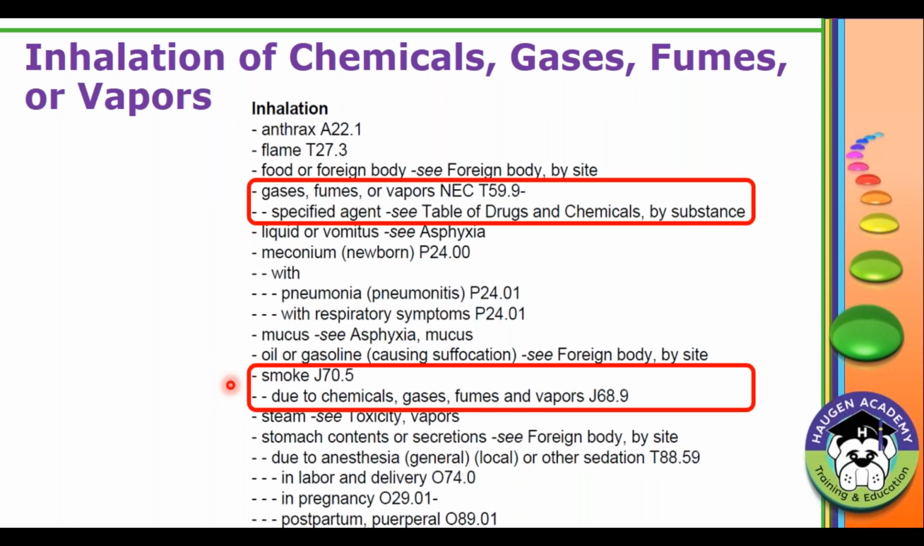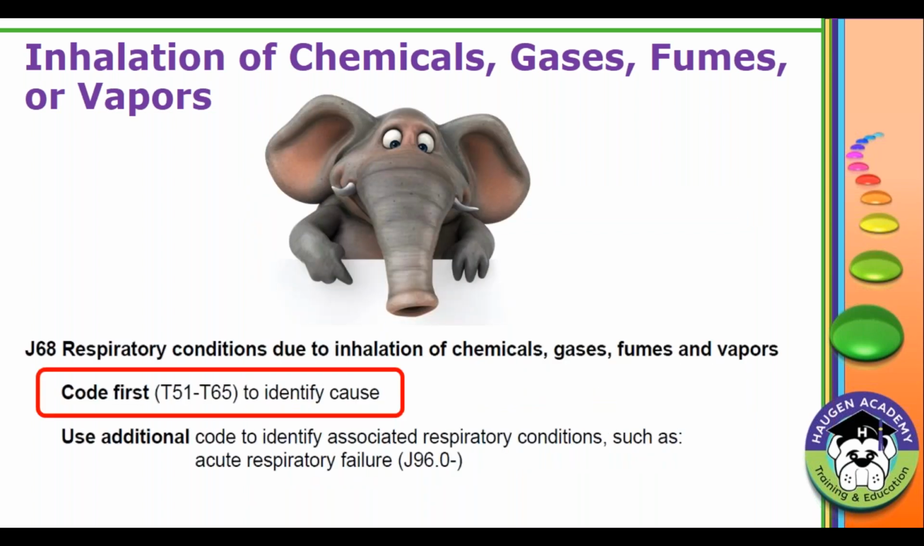So which one is right? Should I be coding my T code or should I be coding my J code? If you look to the tabular listing under that J68 code, there is a note underneath that code that tells you to code first the T51 to T65 to identify the cause, and that would be your poisoning. So this is another example of why we should never code from the index, because you miss important sequencing information like this.